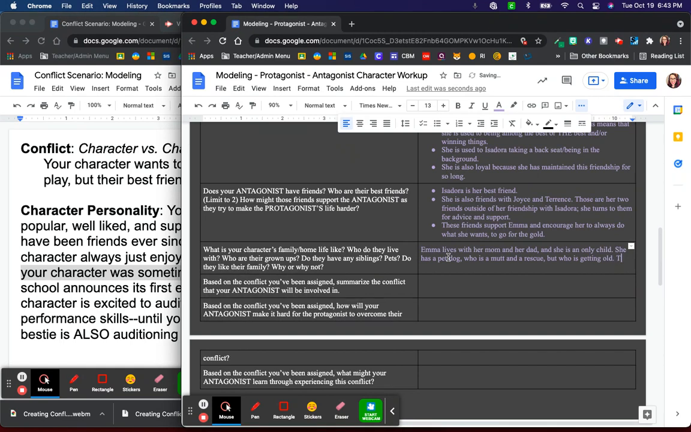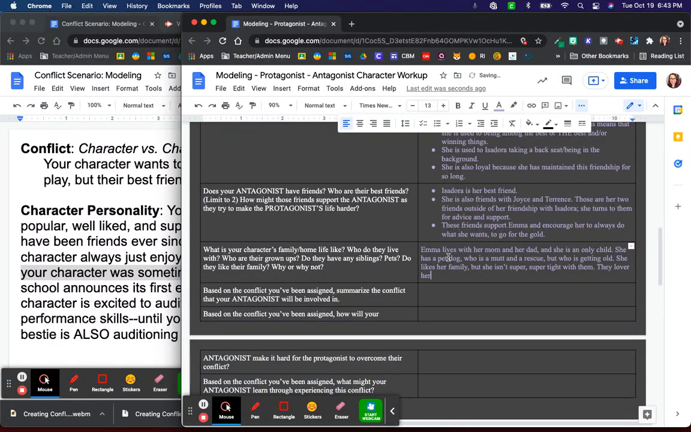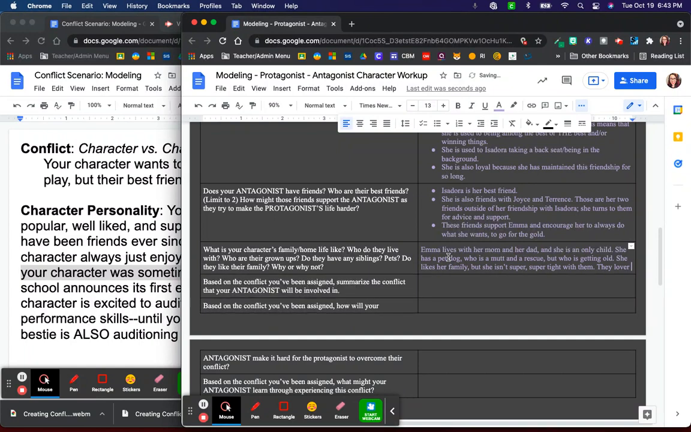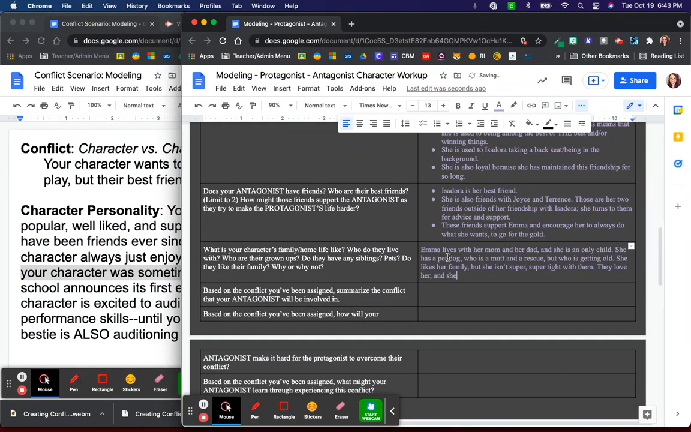muzzle. So she likes her family, but she isn't super tight with them. They love her and she loves them, but they aren't necessarily sharing secrets. So she may not tell her parents everything.